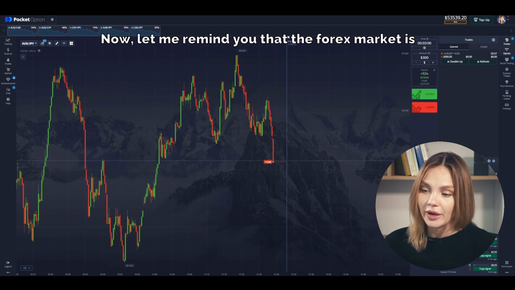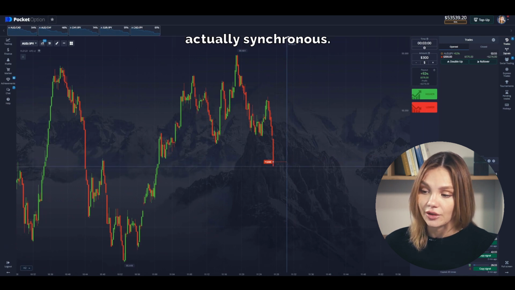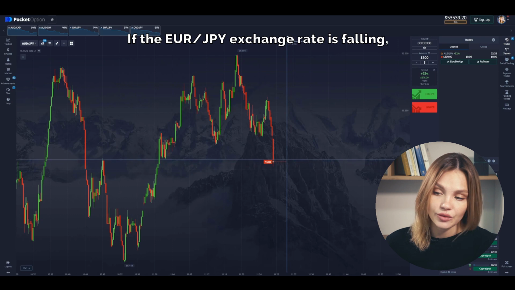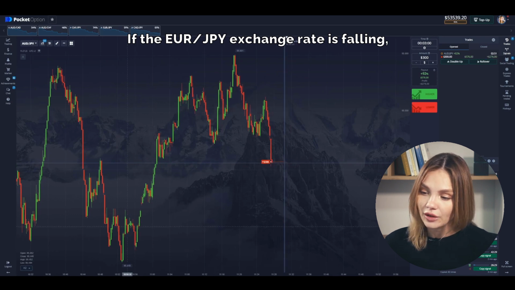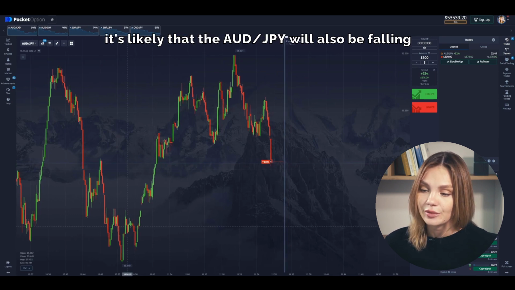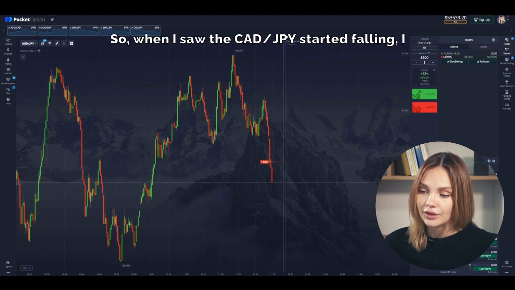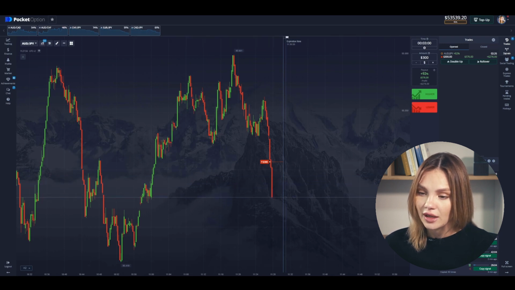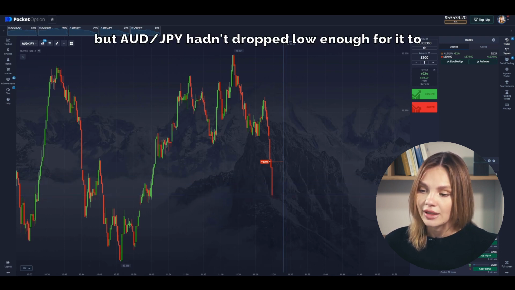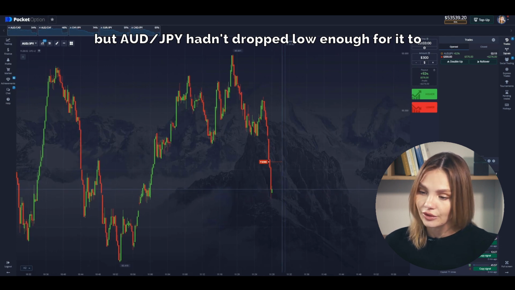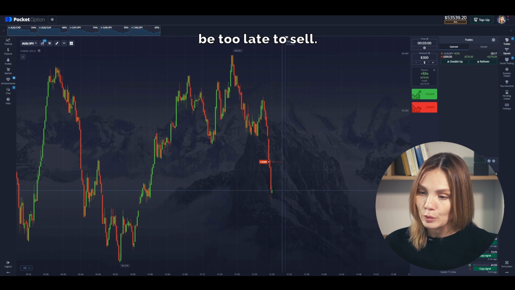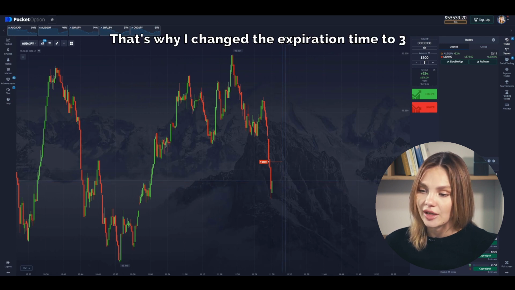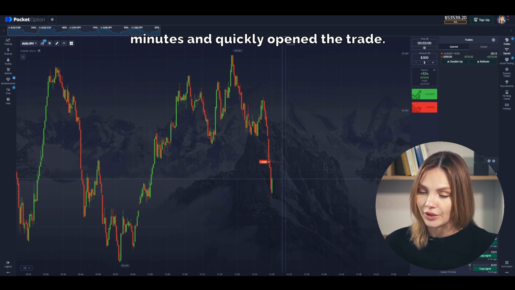Now, let me remind you that the forex market is actually synchronous. If the euro to Japanese yen exchange rate is falling, it's likely that the Australian dollar to Japanese yen will also be falling. So when I saw the Canadian dollar to Japanese yen started falling, I began checking other currency pairs. Most of them dropped synchronously, but Australian dollar to Japanese yen hadn't dropped low enough for it to be too late to sell. That's why I changed the expiration time to 3 minutes and quickly opened the trade.